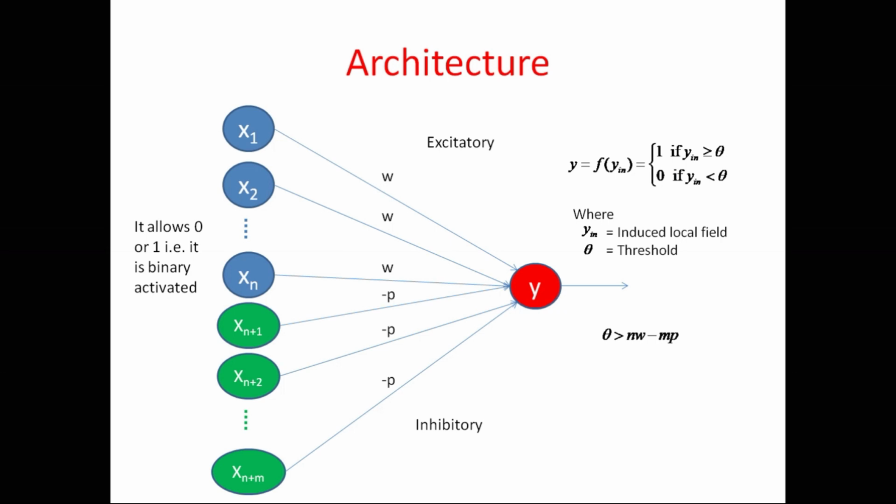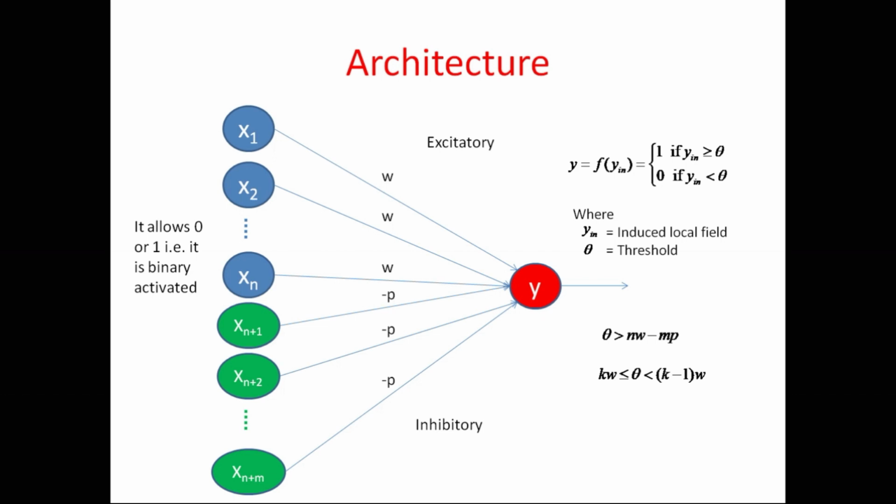So for example, if there is no inhibitory weight, how can we choose theta? Theta can be chosen like this: kw less than or equal to theta less than (k minus 1) times w, where k is the number of excitatory inputs. That is, if there is no minus p, the green color batch is not there, only the blue color batch is there. So theta can be found like this: kw less than or equal to theta less than (k minus 1) w, where k is the number of excitatory inputs. This is the main concept of the McCulloch and Pitts model.